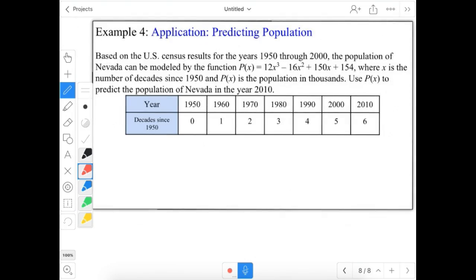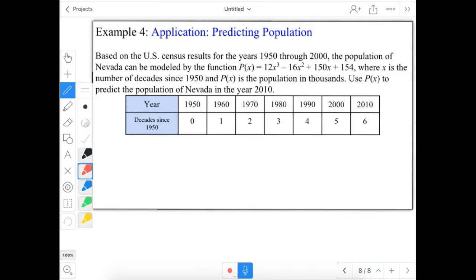Okay, let's just do one more example, a little more applied to life. Based on the U.S. Census results for the years 1950 through 2000, the population of Nevada can be modeled by the function p of x equals 12x cubed minus 16x squared plus 150x plus 154, where x is the number of decades since 1950 and p of x is the population in thousands. So we want to use p of x to predict the population in the year 2010.